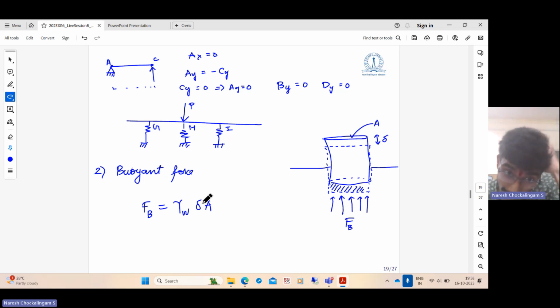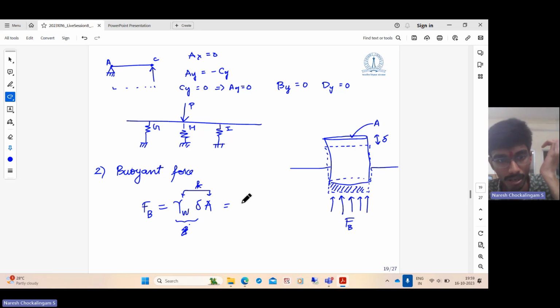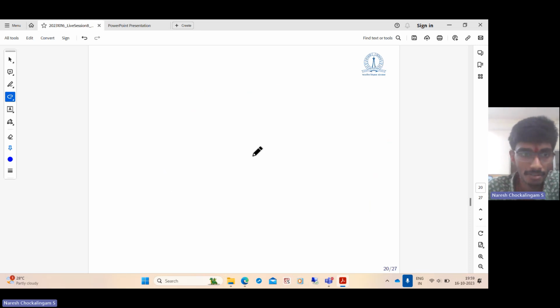We can see that this is a linear relationship if A is constant. Therefore, this gamma W times A, we can take it as a spring constant K. That is why you can denote the buoyant forces by just a spring. So it is something like K delta. So this justifies denoting these as springs. Now let us solve the problem.